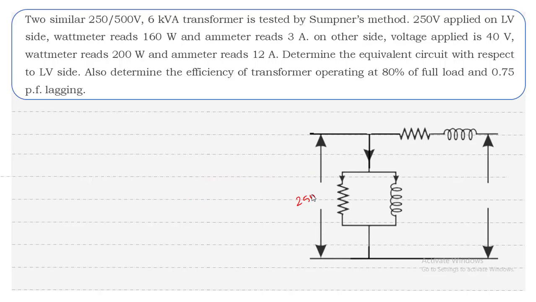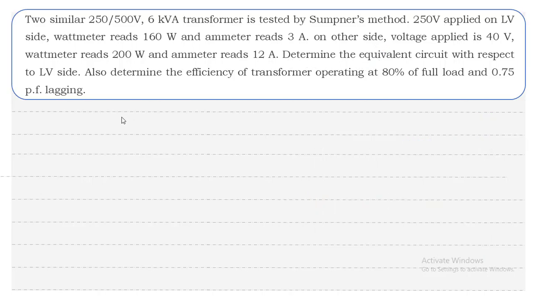Substitute all the values in the equivalent circuit. This is 250 volts and R0 is 781 ohms and X0 is 170.5 ohms. The equivalent resistance referred to LV side is 0.1736 and the equivalent reactance referred to LV side is 0.3788. The first part, getting the equivalent circuit, is over.